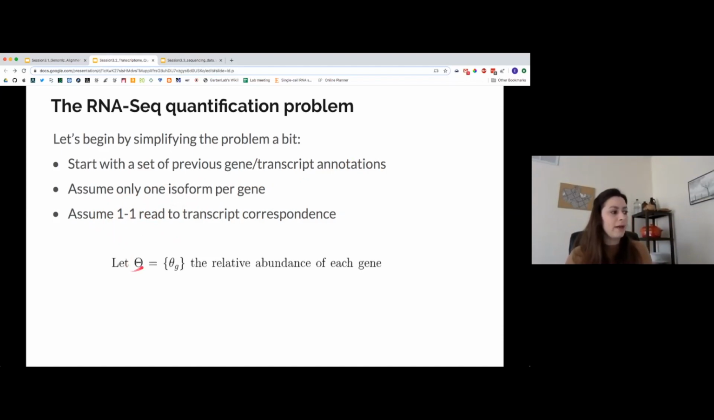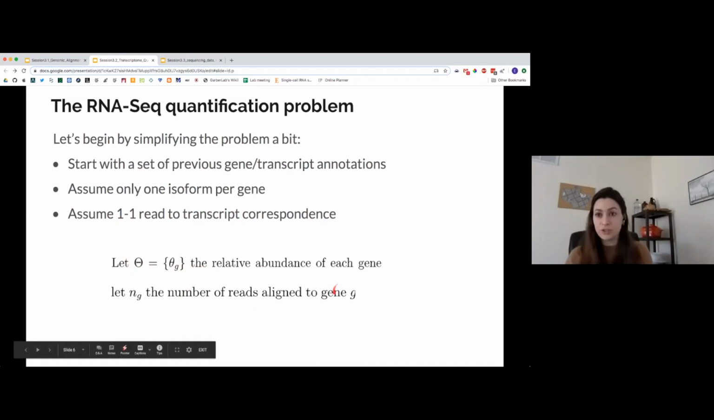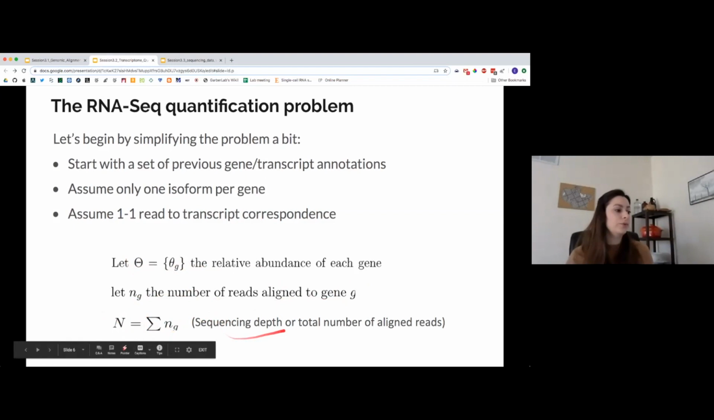All right, so we have this theta of G, which is the relative abundance of each gene. And we have lowercase n, which is the number of reads that align to gene G. And lastly, we have capital N, which is the sum of all the lowercase n's for each gene. So this would be your sequencing depth, or more specifically, the total number of aligned reads that you got in your library.